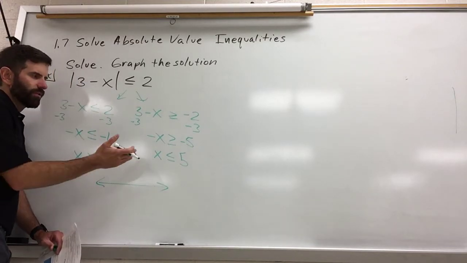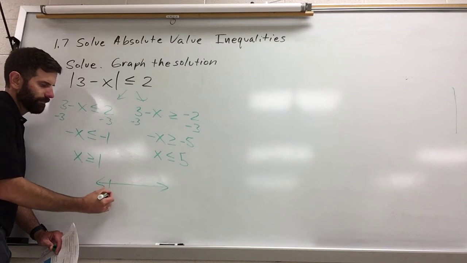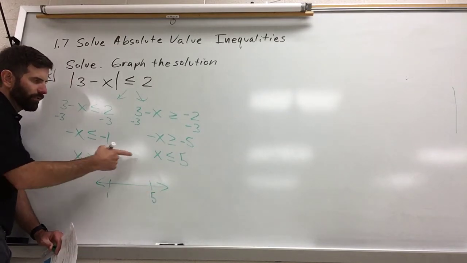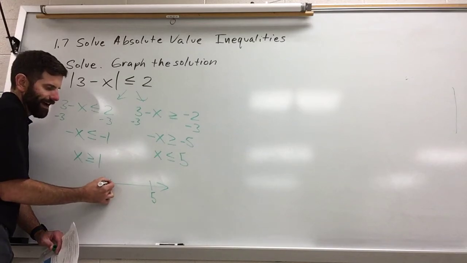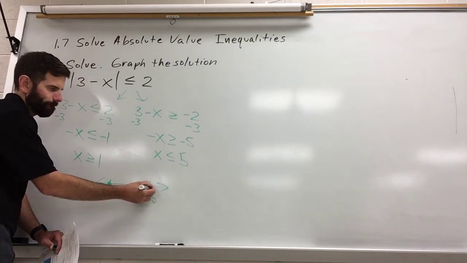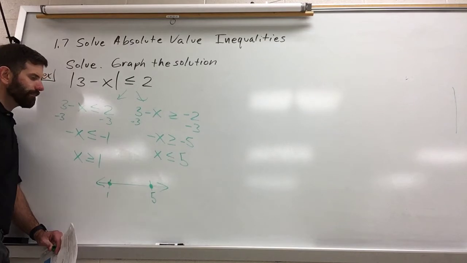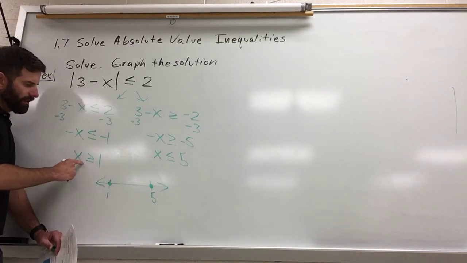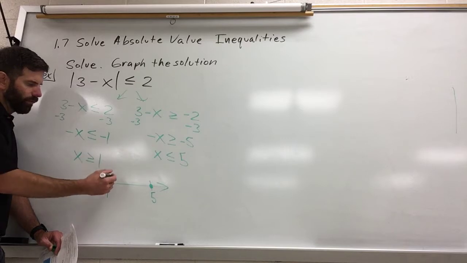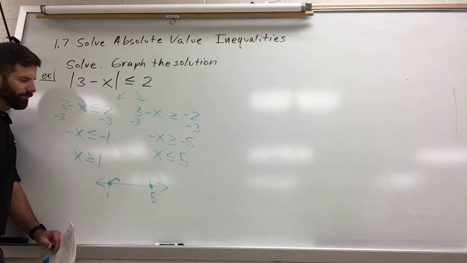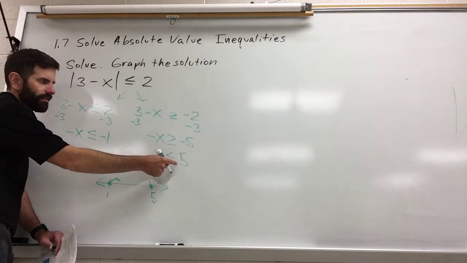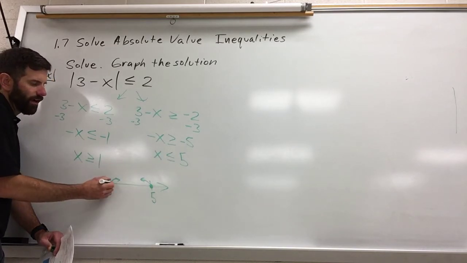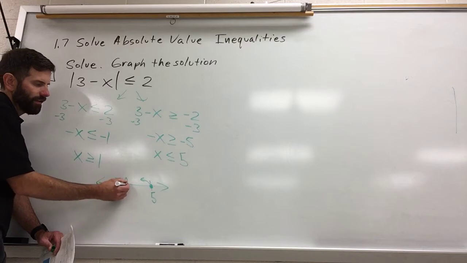Always put the smaller number on the left, bigger number on the right. These both have equal signs, so they're going to be dots. And then we want to shade accordingly. This says x is greater than or equal to 1, so that's going to be going that way. This says x is less than or equal to 5, that's going that way. So it turns out we shade in the middle.